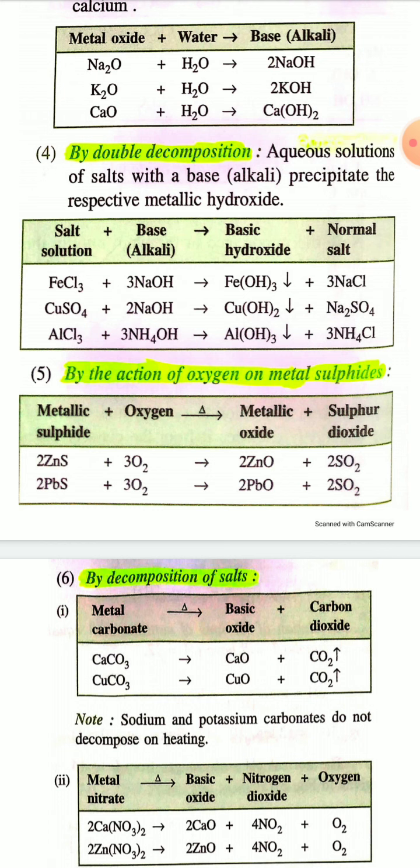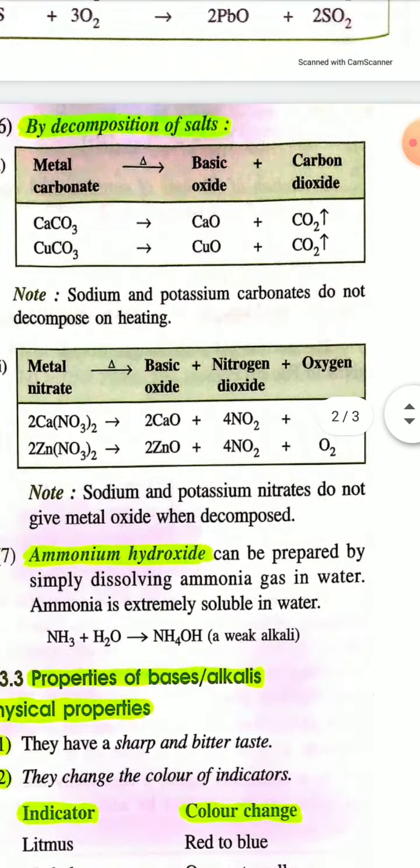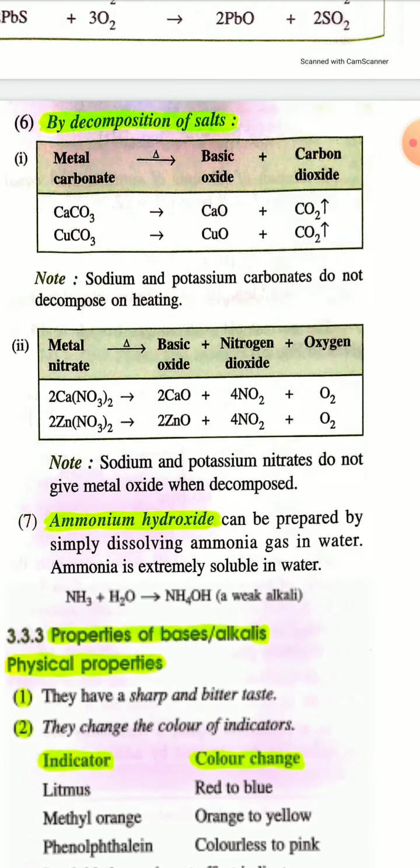Okay. And the sixth method is decomposition of a salt. Some salts such as the metal carbonates on heating decompose to form basic metal oxides and carbon dioxide. So metal oxides are basic in nature. So by decomposition of some salt by heating, you can get some basic compound.